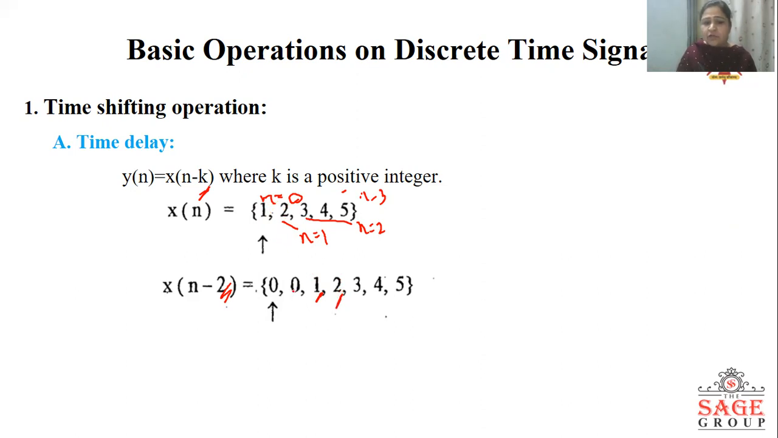Now for n equal to 1, we will have sample 0, because the sample which was at n equal to -1 is now shifted to n equal to 1. Since we had no sample, that means we had sample 0 at n equal to -1, so we will now get 0 at n equal to 1. Now similarly, the sample which was located at n equal to -2 is now shifted to n equal to 0, which is sample 0.